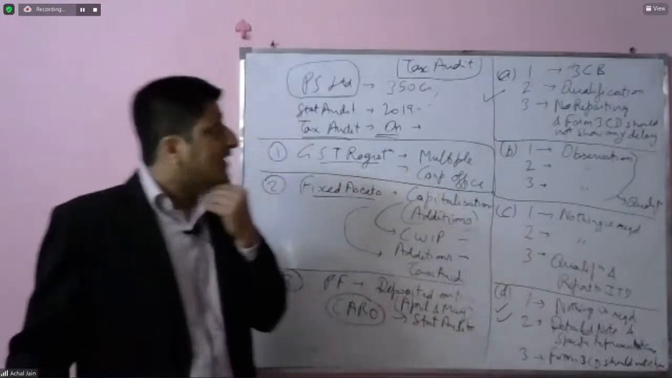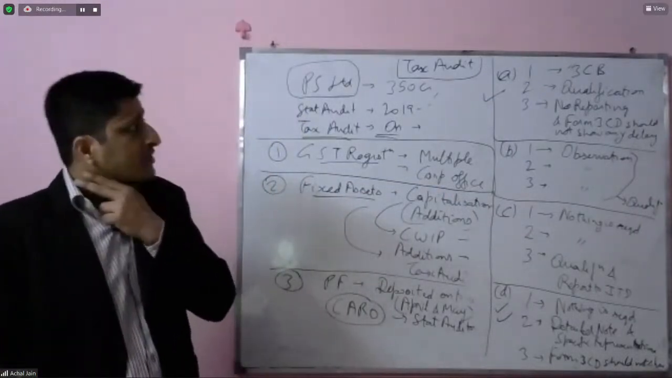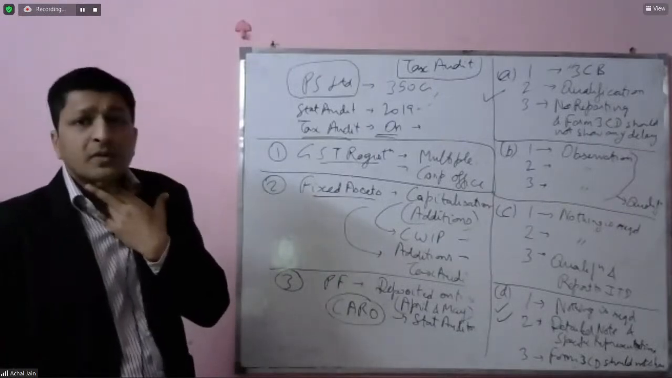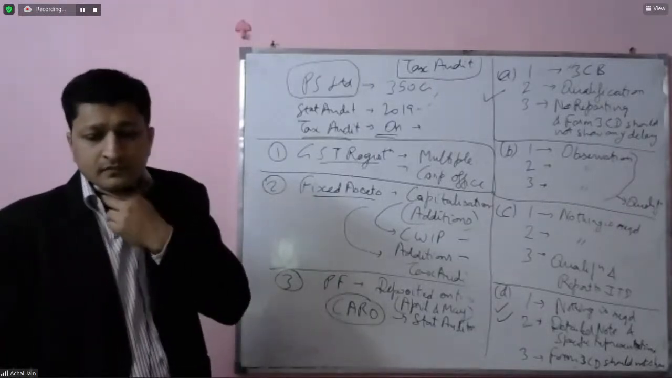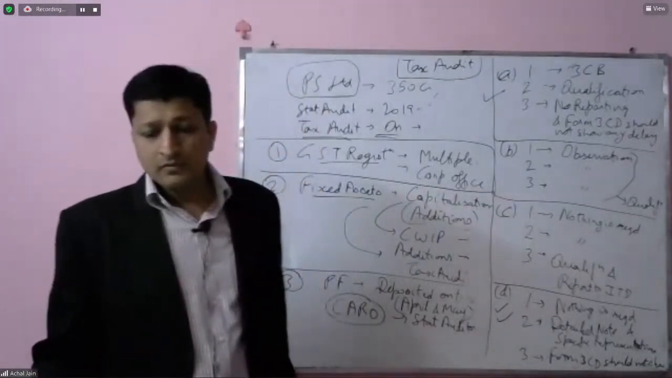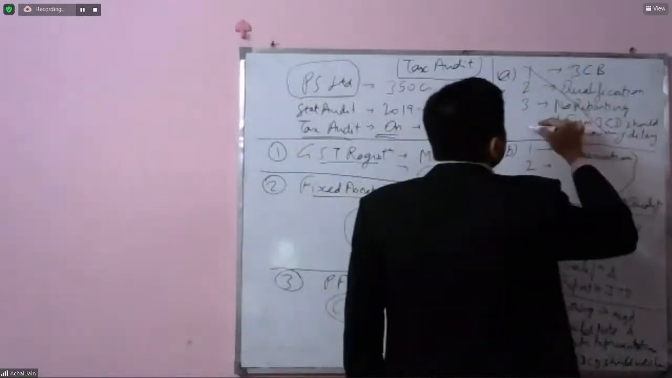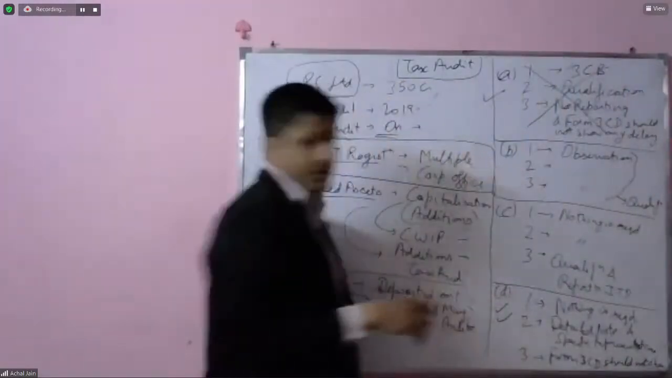So that's why to think Form 3CB can be given will be the wrong option, and that's why we don't need to check point number 2 and 3. Yeah. So point 2 and 3 go off automatically. So we can just take out option number A.